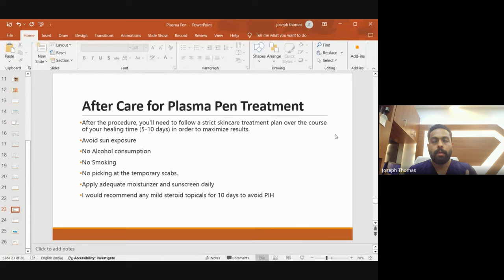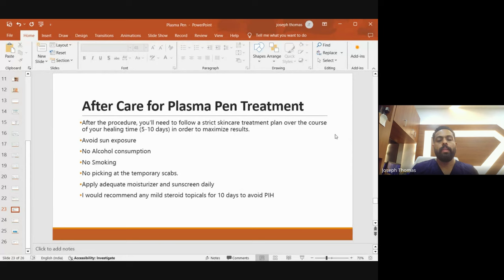So kindly, for example, for the periorbital area, I'll tell my patient to apply the steroid cream thrice daily. You can use some mometasone or desonide or any mild steroid. You can tell them to apply three times daily for about 3 or 4 days. After that, apply twice daily for another 4 or 5 days. Then apply it once daily for another 5 days. Totally around 10, 12, 15 days. If you can use that, you can avoid PIH. But remember, you need inflammation. You are not trying to cut out all the inflammation. You need controlled inflammation.